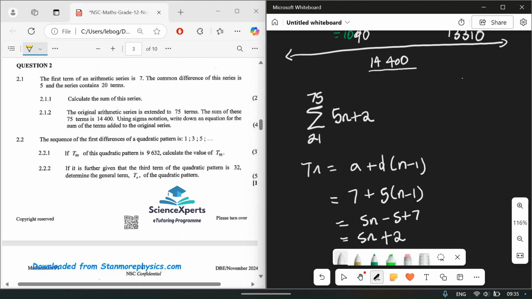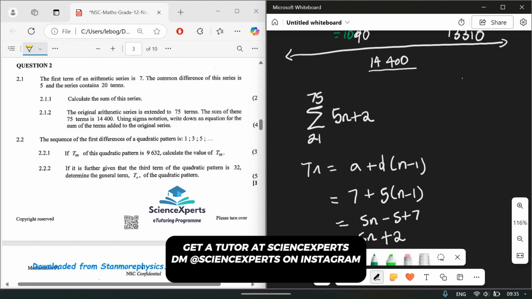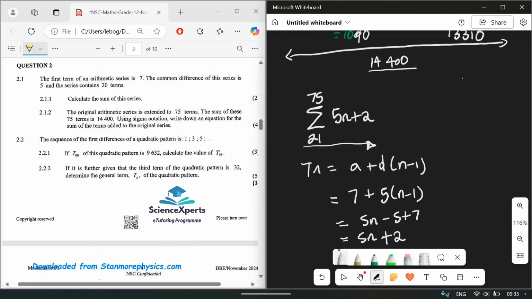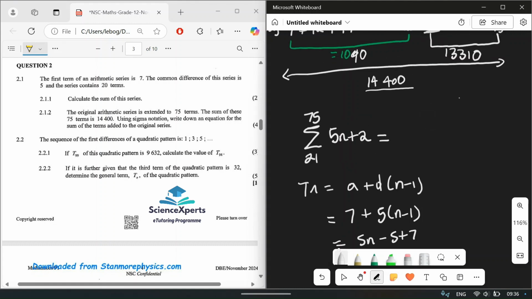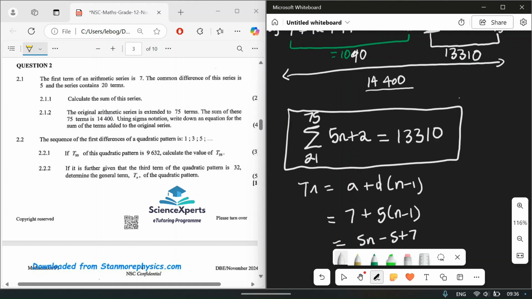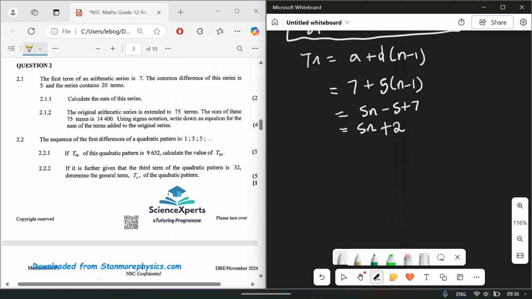They said we should write an equation. If they had wanted an expression, we would leave it like this, because this is just an expression. But now they want an equation, so there must be an equal sign. What does this equate to? It equates to 13310, and this is your answer here. Now let's move on to 2.2.